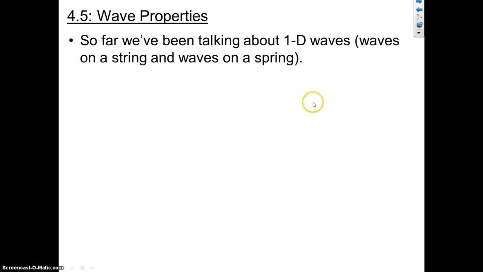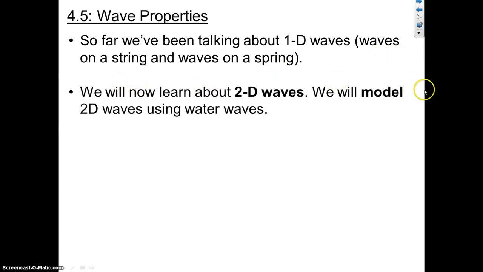Okay, so here we are. We're talking about wave properties now. This is topic 4, section 5. So far, with waves, all we've been discussing are one-dimensional waves, like waves on a string or waves on a bouncy spring. But now we're going to start to see two-dimensional waves.